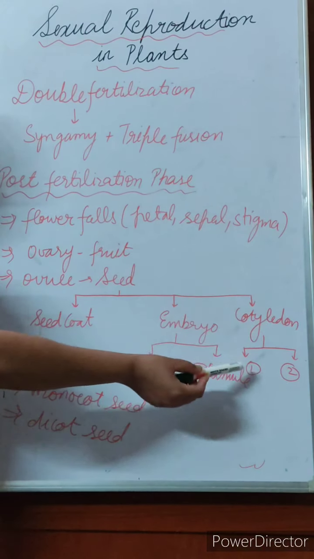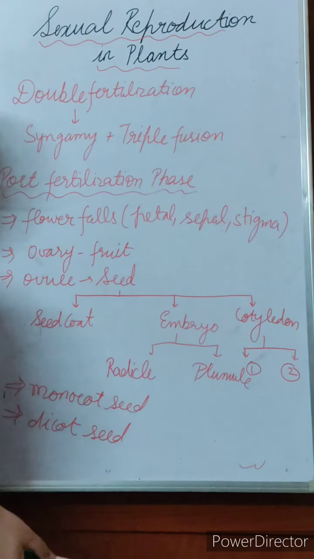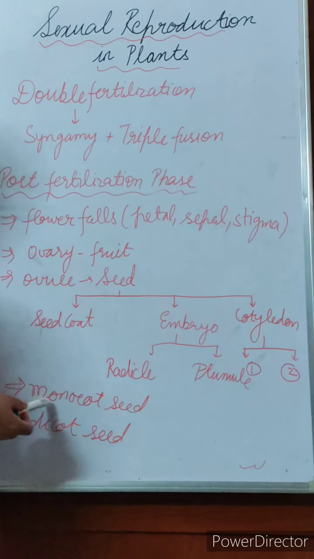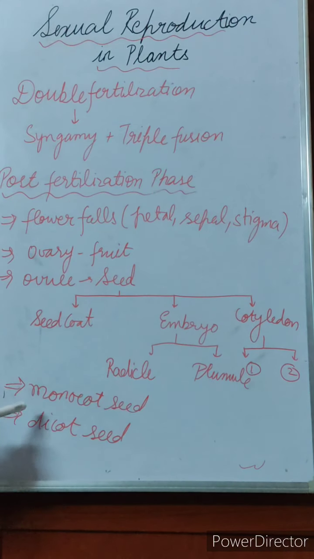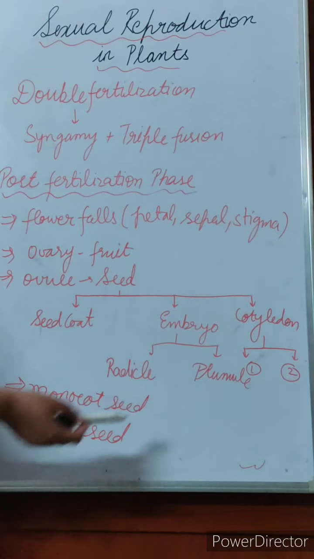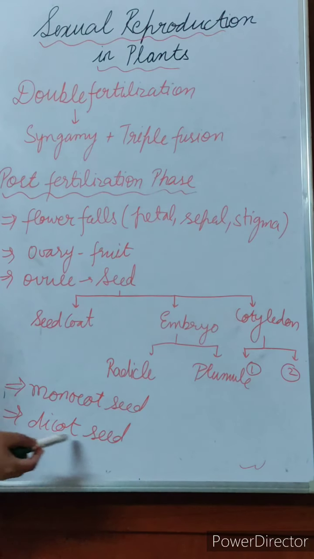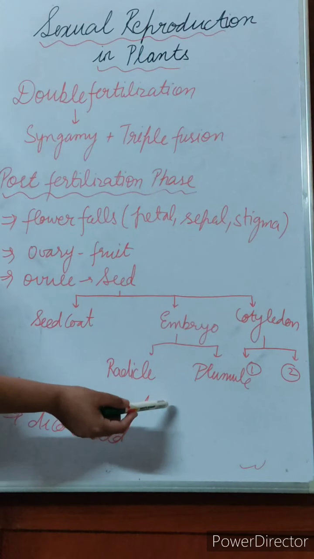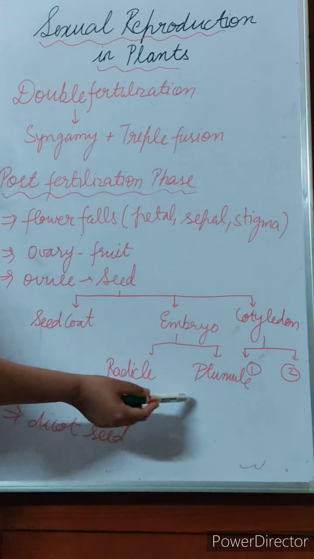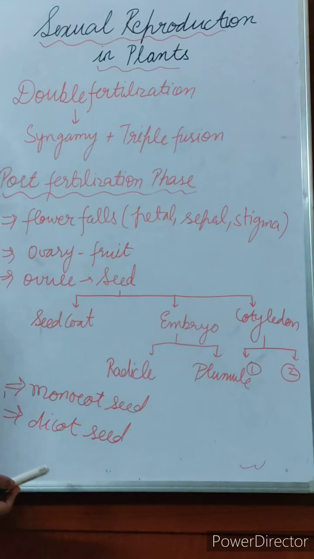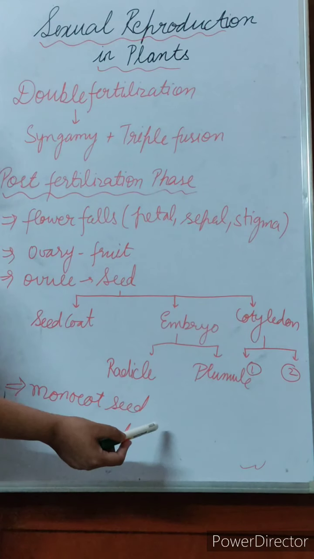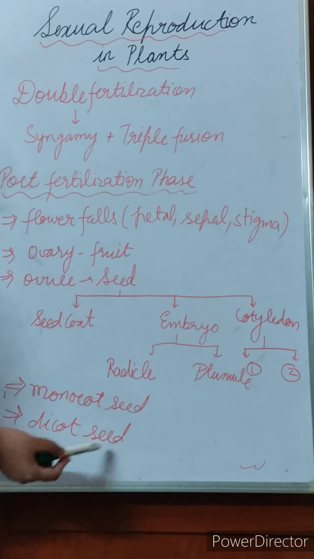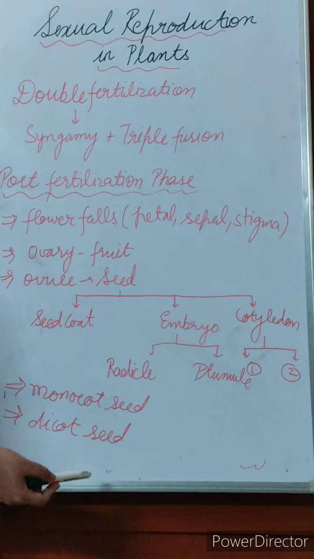Now cotyledon also can be 1 or 2 in number. If the cotyledon is 1 in number, then under that condition the seed is the monocot seed. And if the cotyledons of the seed are 2 in number, then that seed is a dicot seed. Rice, maize, wheat, these are all the examples of monocot seed. Pea, gram, chana, soya bean, these are all the examples of dicot seed.